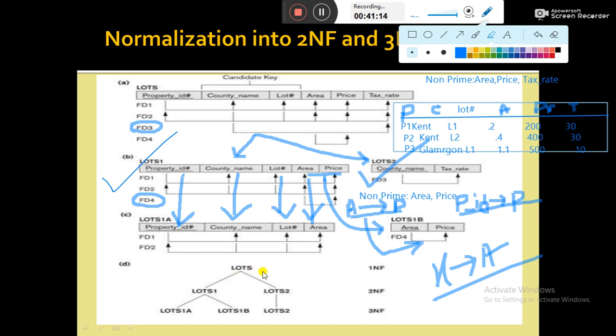So again I am repeating from the beginning: lots was the original relation. First we checked whether it is in 1NF or not. Yes, it is in 1NF.